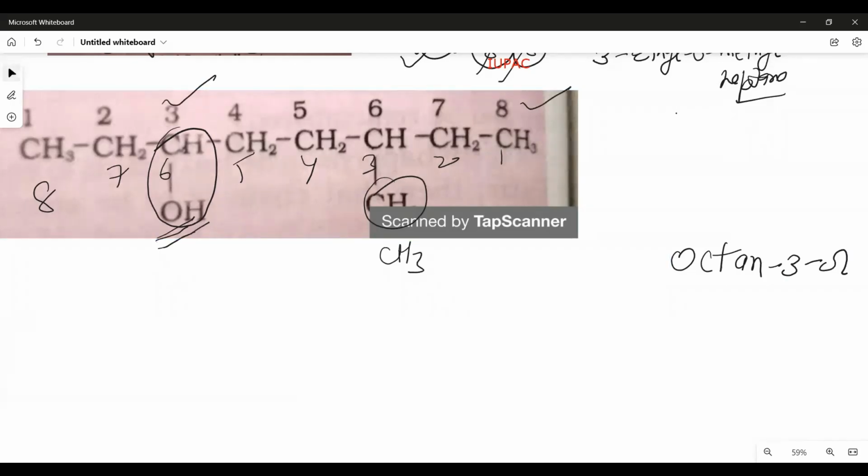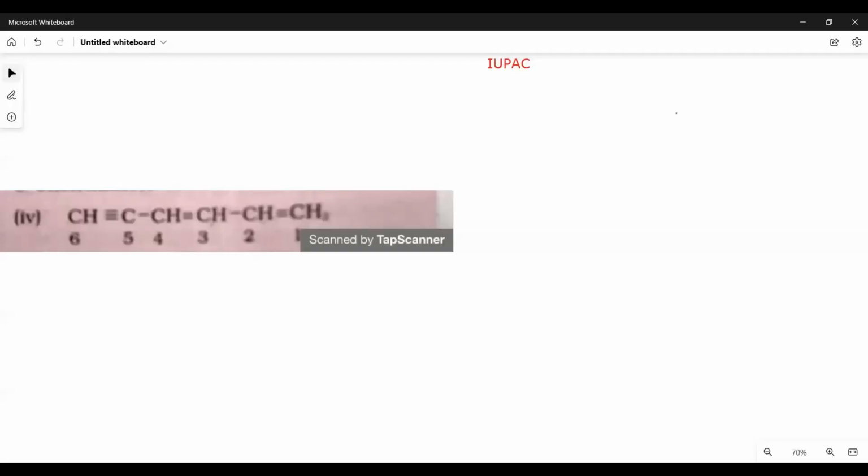I think this chain is clear to all of you. And according to the numbering, the sixth position is occupied by the methyl group, so the nomenclature will become 6-methyl octane-3-ol. So in that manner you can do the nomenclature according to the substituents alphabetically and the longest chain of carbon atoms.